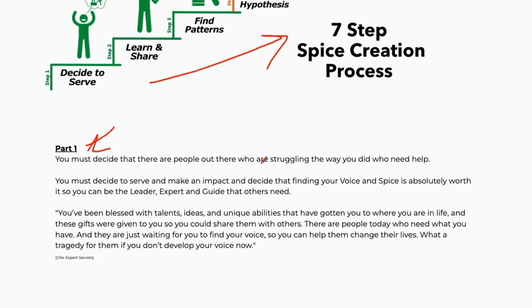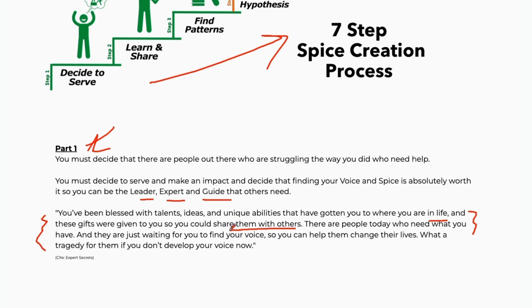And so you've got to decide that, hey, I am going to serve, I am going to make an impact, I do need to find my voice, I am going to find my spice, and it's absolutely going to be worth it for me to become that leader, that expert, that guide that other people actually need, okay? Now, this is a quote from a book that I really like the way it was worded. It says, hey, you've been blessed with talents, ideas, unique abilities that have gotten you to where you are in life right now, okay?